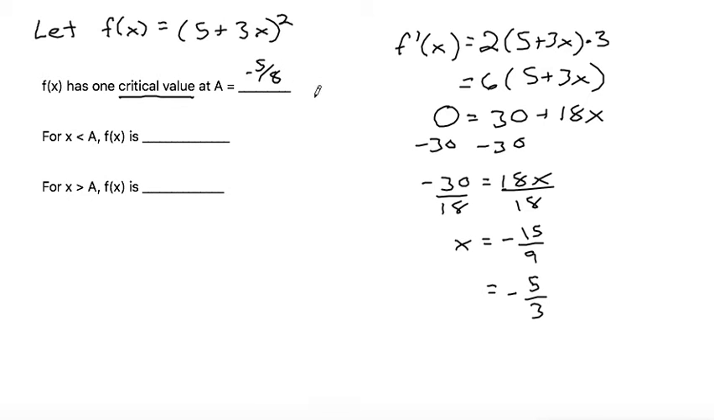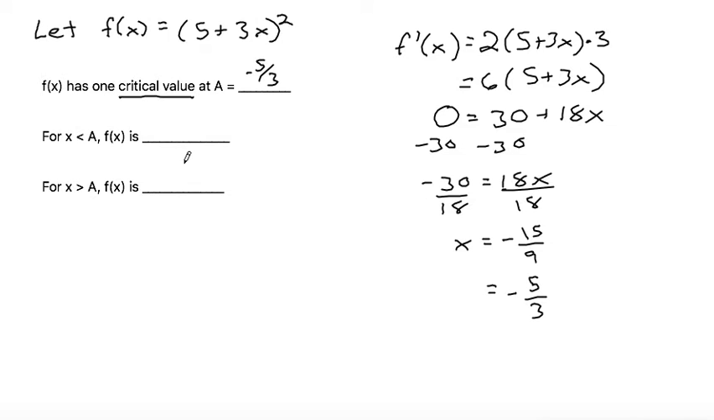That is, oops, not 8, 3. So that's the critical value where the first derivative is set equal to 0. So now the next part of the question says for x is less than a, f of x is, and the options for these blanks are either increasing or decreasing.